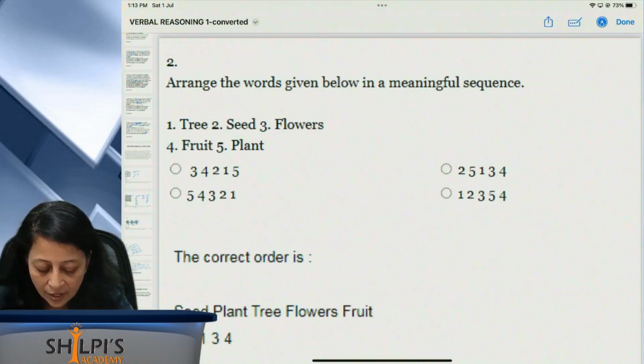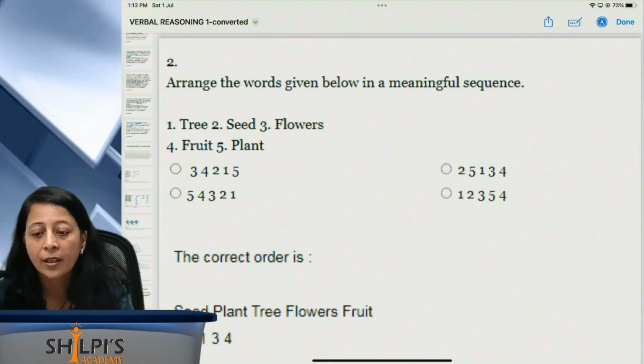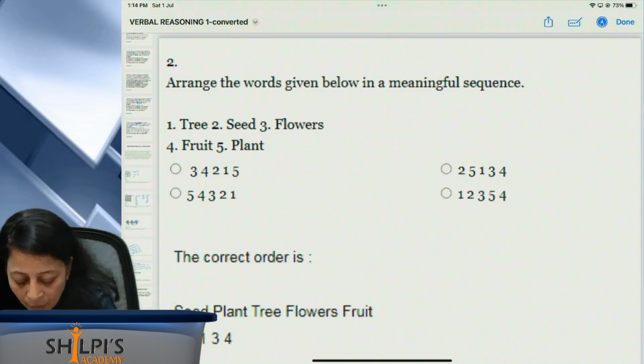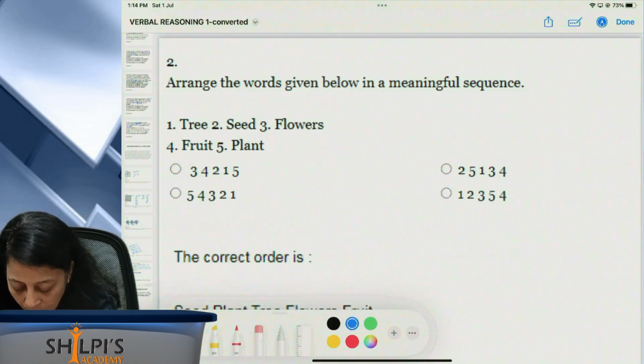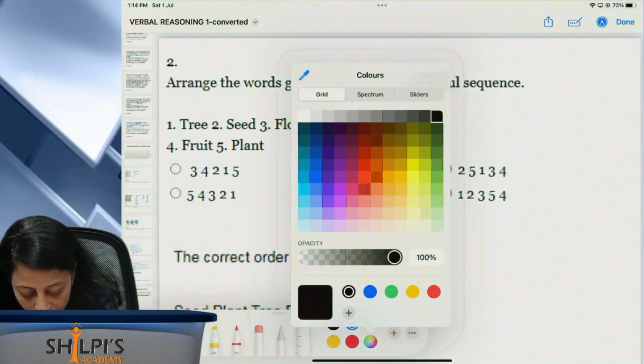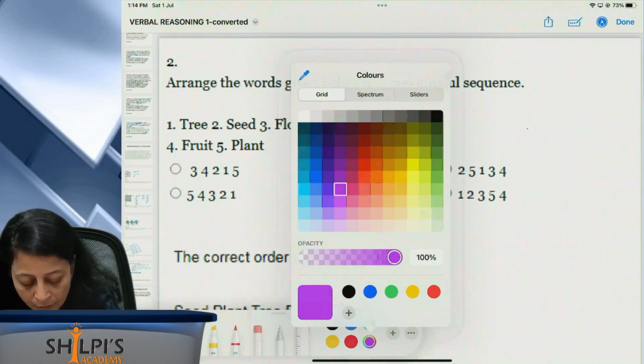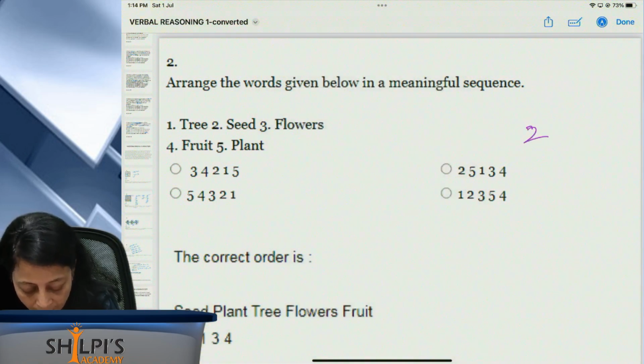Arrange the words given below in a meaningful sequence: tree, seed, flowers, fruit and plant. So first, how do we get a tree? First you have to sow a seed. Only after sowing a seed, first you have to sow a seed. So first you are going to sow a seed.